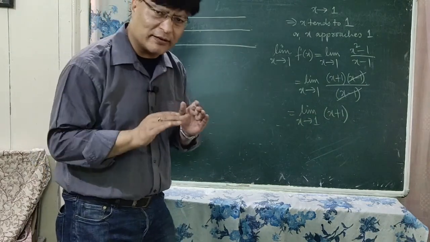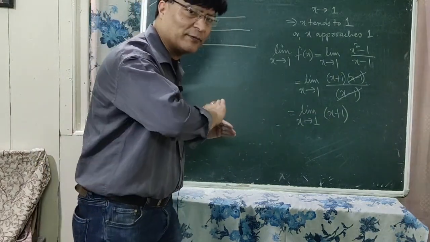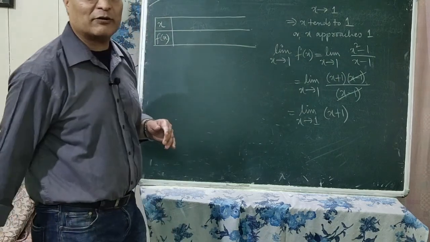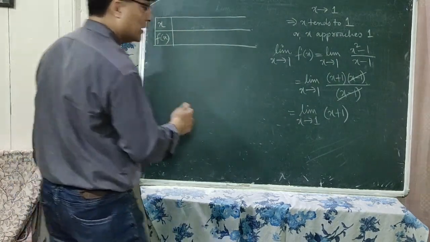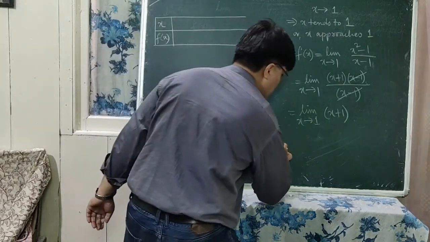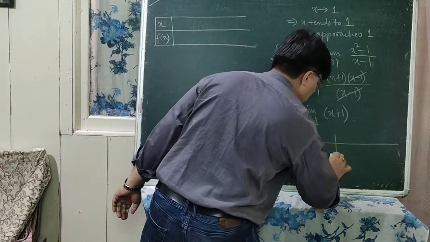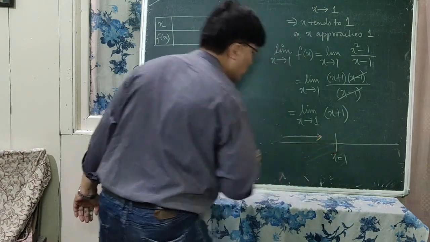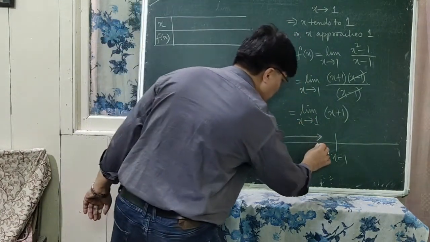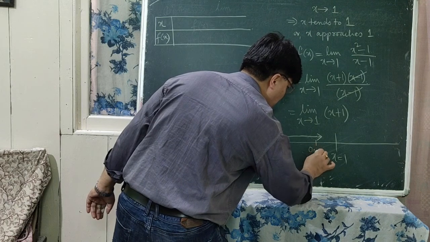X is going nearer and nearer to 1, either from the left hand side or from the right hand side. Okay, now let us take the left hand side. So suppose this is x is equal to 1. Suppose x is approaching towards 1 from the left hand side. So let us take this value as 0.9.